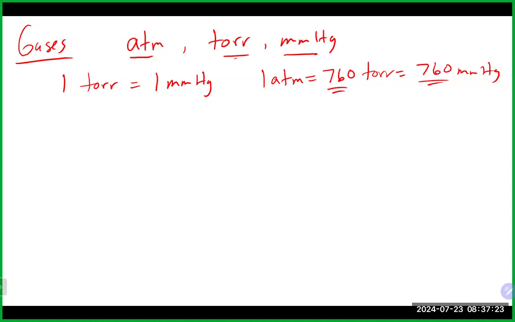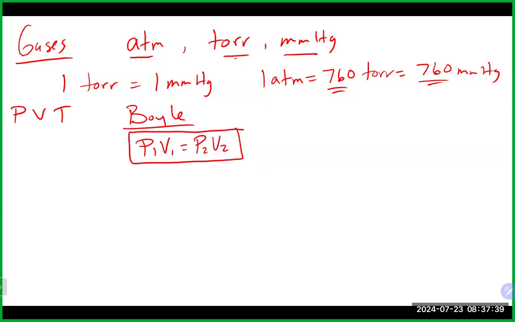We talked about some gas laws, and there's usually three types of variables that we deal with: pressure, volume, and temperature. We started with our friend Boyle, who dealt with pressure and volume, and he kept temperature constant. And that gave us Boyle's law, which is P1 V1 equals P2 V2, again at constant temperature.